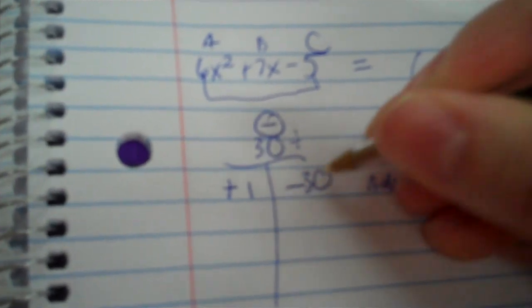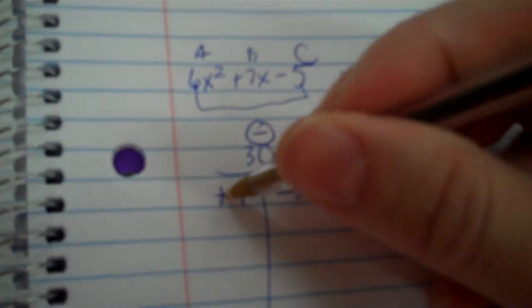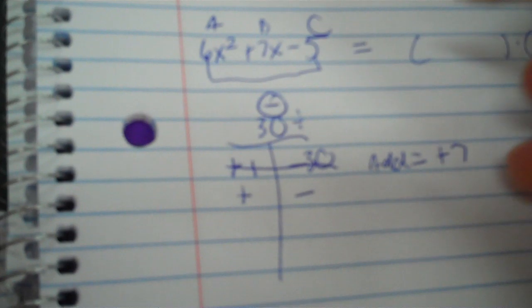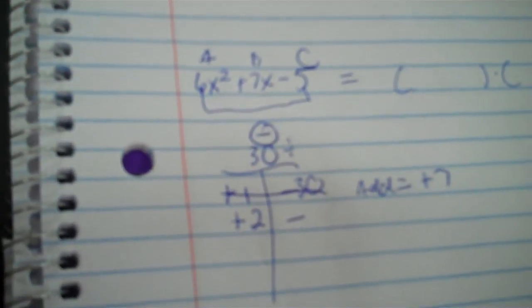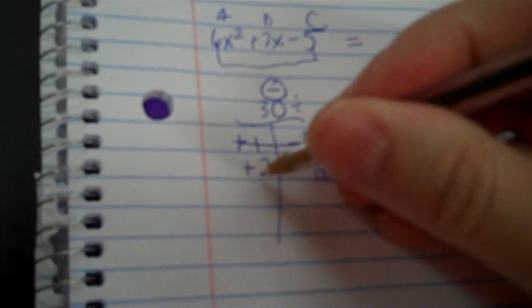30 divided by 1 is 30. I add those. That is not positive 7. 30 divided by 2 is 15. Again, to know the other number, you put what the answer to 30 divided by 2 is, 15. Add those. No. What's 30 divided by 3? It's going to be 10. Okay. Now let's add those. 3 plus negative 10. Negative 7. Well, I'm good there.